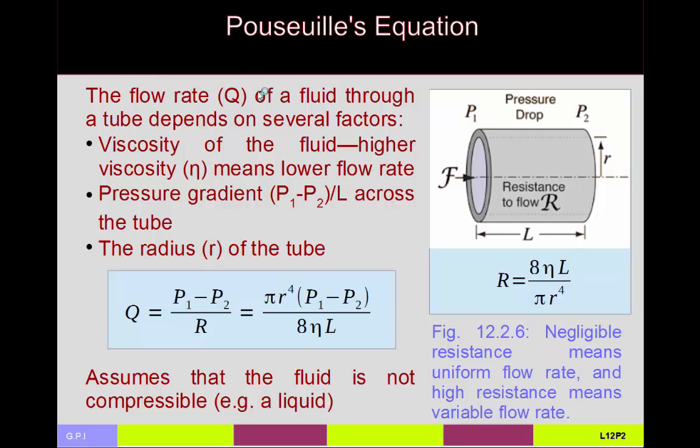And it turns out that this volume flow rate through a tube is going to depend on a few different factors. One of them is called the pressure gradient. It's basically how much the pressure drops over the tube divided by how long the tube is. In other words, it's the change in pressure per unit length.